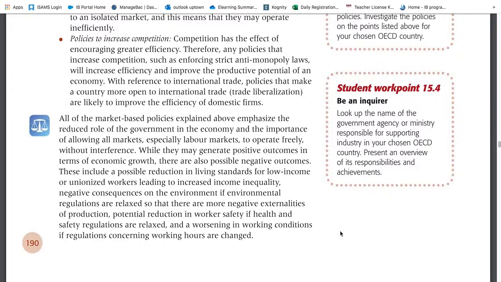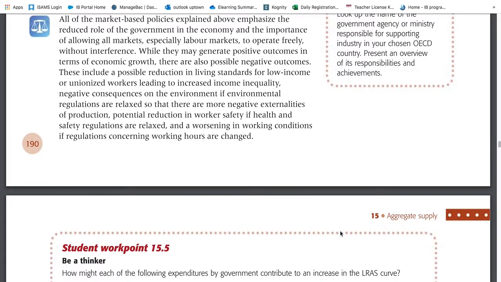There's obviously going to be economic growth, the lower costs. So employment could improve as we have more business activity taking place, but there's a lot of negative outcomes that can come. You could have the low income families, especially, they're going to have worse living standards without the protection of the trade unions. The environment can get worse with relaxed laws on environmental conditions. Health and safety regulations being relaxed could mean way worse working conditions, longer working hours in the workplace.